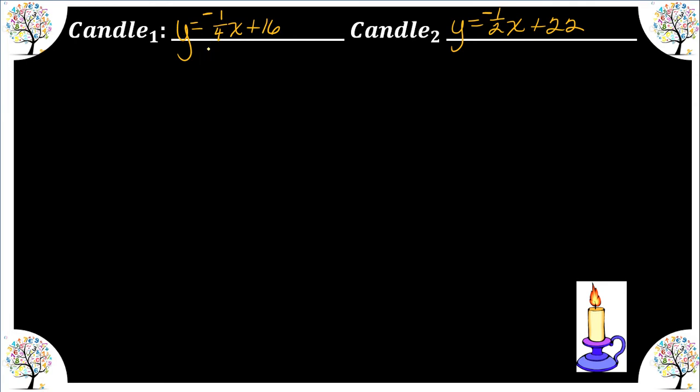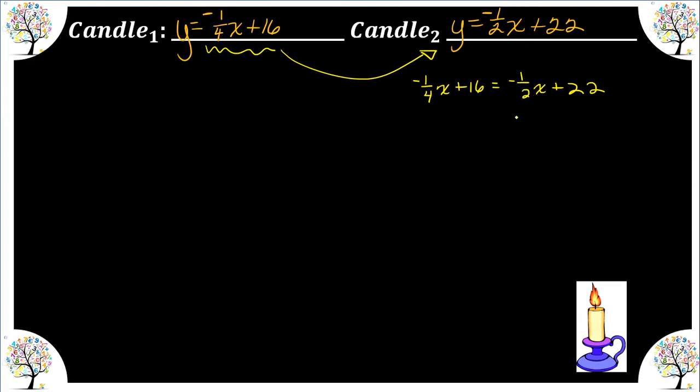So we're going to use substitution. So I'm going to take what Y equals and plug it in for the Y here. So I have negative 1/4 X plus 16 is equal to negative 1/2 X plus 22. So I have variables on both sides. And the smaller one is going to be negative 1/2.